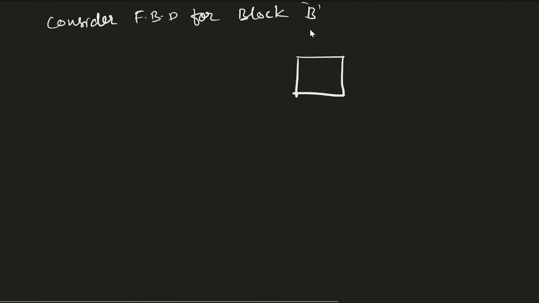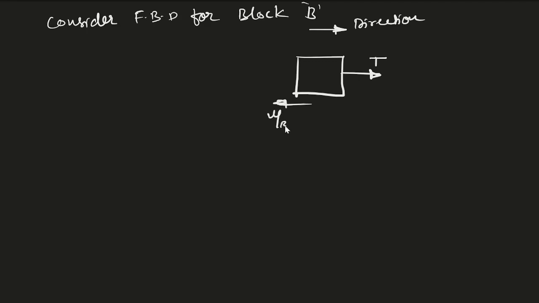So the direction of the block B is like this direction. We have a tension over here, T, and its direction is from left to right. The frictional force will be right to left, mu B dot N. We'll have a normal reaction as well, and a weight acting downward. So these are the active forces acting on the block B.